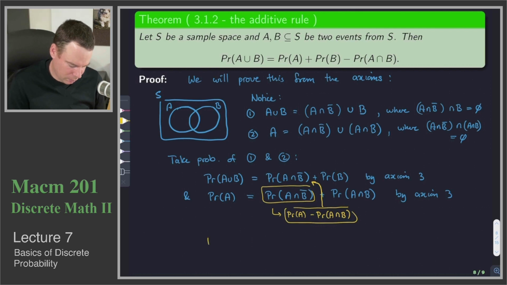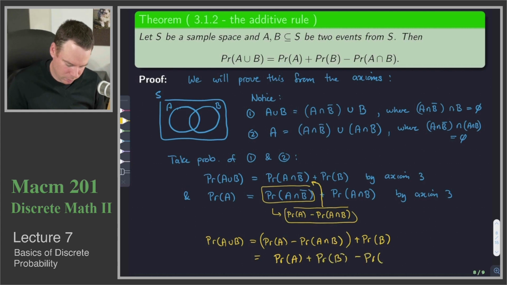And what does that become? That becomes the probability of A union B is equal to the probability of A minus the probability of A intersect B. So that's replacing that first piece. I've just replaced it with what the expression is by using the second equation. And then we've got plus the probability of B on the end. And that's exactly what we wanted to show. It's the probability of A plus the probability of B minus the probability of A intersect B. And there we go. We've proven the additive rule.